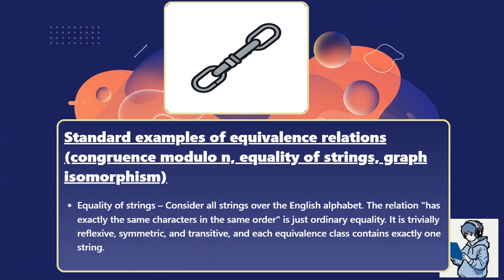Equality of strings: consider all strings over the English alphabet. The relation "has exactly the same characters in the same order" is just ordinary equality. It is trivially reflexive, symmetric, and transitive, and each equivalence class contains exactly one string.